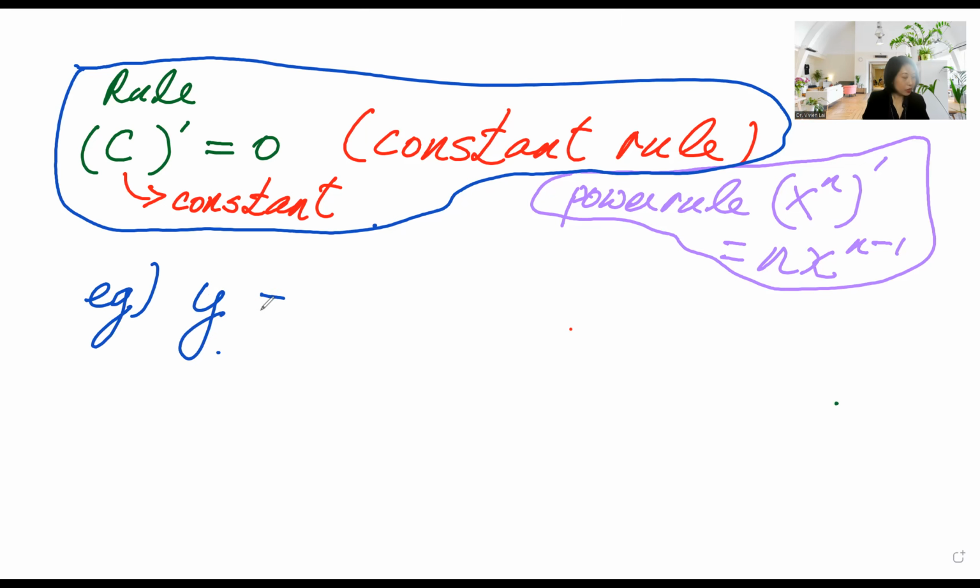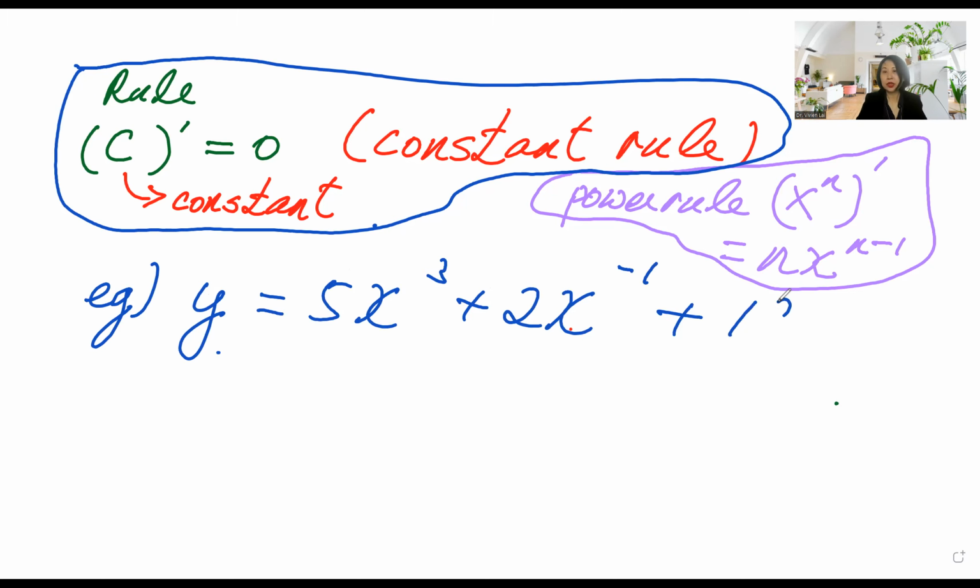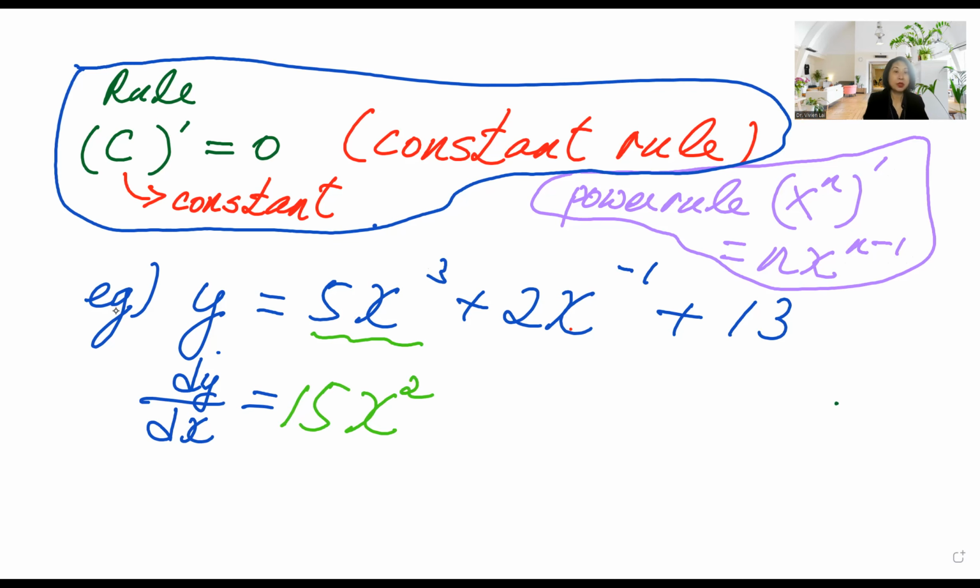So y equals 5x to the cube plus 2x to the negative 1 plus 13. Again, dy/dx. Let me highlight each one. The first monomial first. Bring the index in front to times the coefficient. You have 15x, and then the power rule, index minus 1. So 3 minus 1 is 2. We are done with the first monomial.